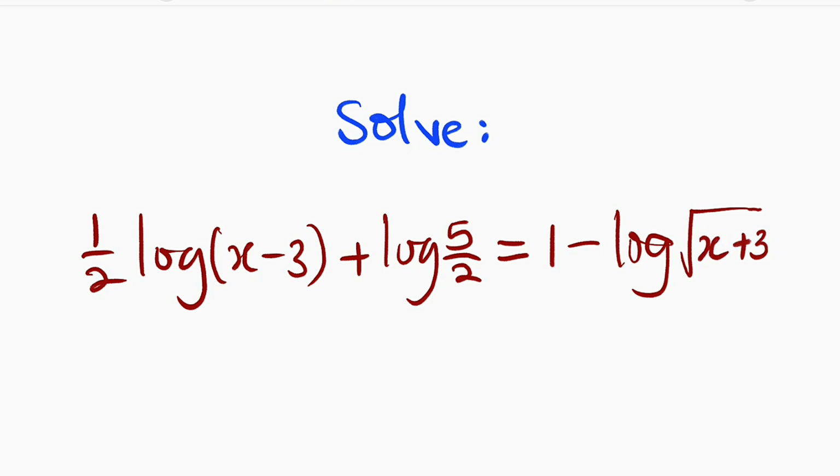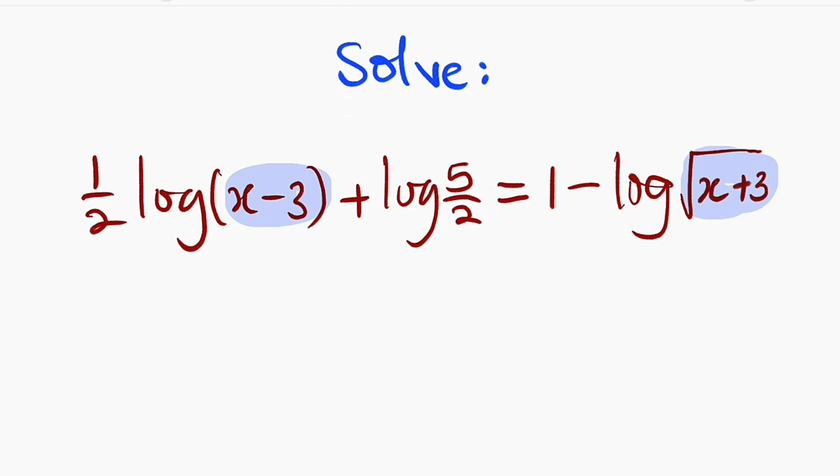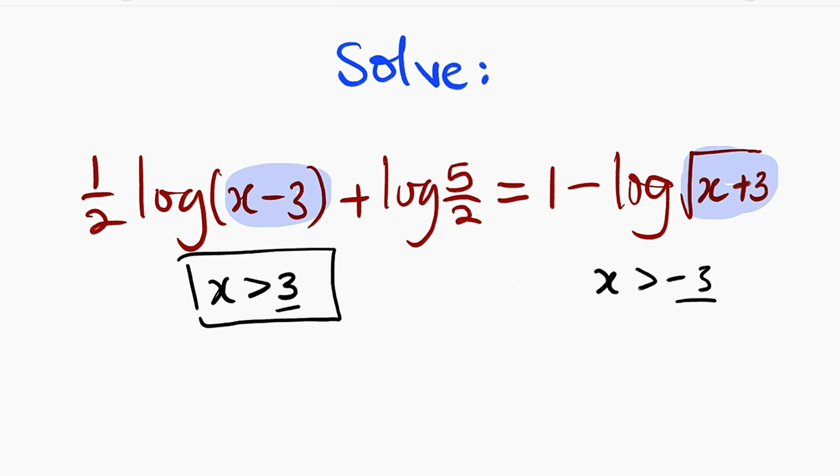Before we start, let us consider the domain of this function. Remember that the argument for any form of logarithm must be a positive number greater than 0. So if x minus 3 is greater than 0, it implies that x must be greater than 3. And if we consider x plus 3 to be greater than 0, it implies that x must be greater than negative 3. You can see that 3 is greater than negative 3, therefore we are going to consider this domain. So whatever value we obtain must be greater than 3.